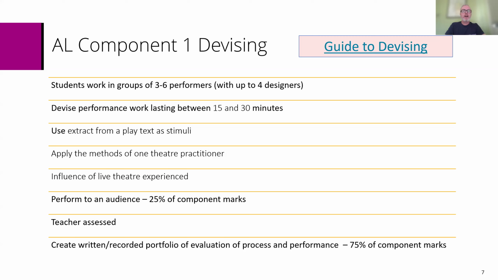Let's dive a bit deeper into component one. Students work in groups of 3 to 6 with up to 4 designers in a group. Their work should be between 15 and 30 minutes. As we said, it's an extract from a play that is used, and the extract should be at least 10 minutes long. And they're applying the methods of one theatre practitioner.